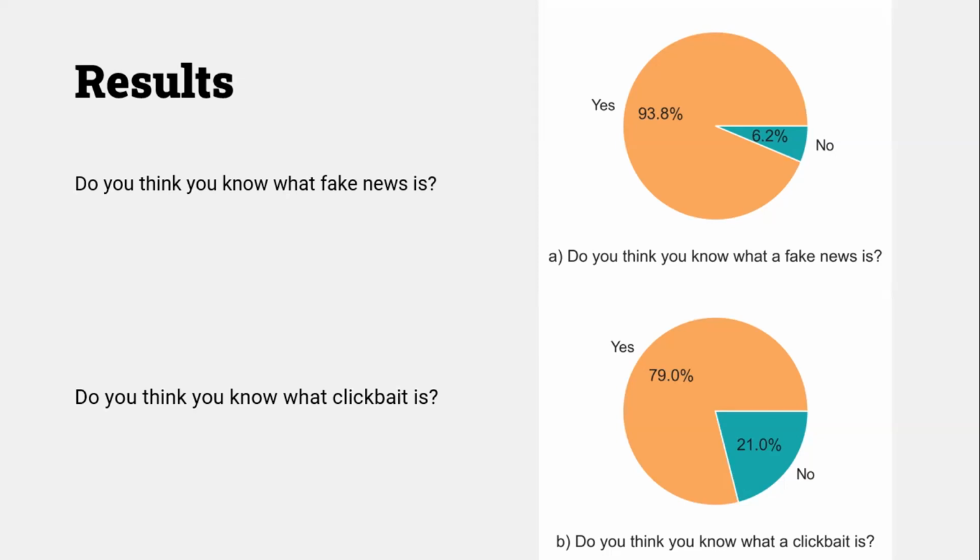There is noticeably less widespread information about clickbait, but nevertheless, the percentage of people who have at least heard the term and have basic knowledge of what the term is, is quite satisfactory.